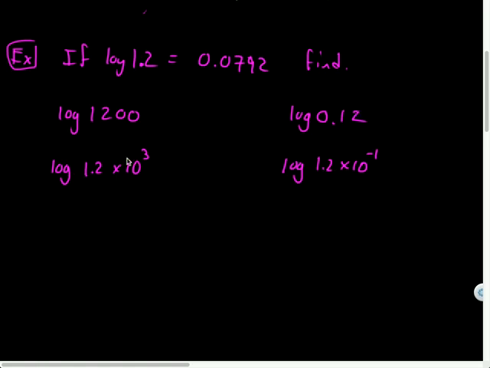And now that I know some properties of logarithms, also notice that these logs, the bases aren't written, so they're implied to be base 10. Here we go. And the log of a product is the same as the sum of two logs. So that's the same as log of 1.2 plus log of 10 to the third. This would be the same as log of 1.2 plus log of 10 to the negative 1.